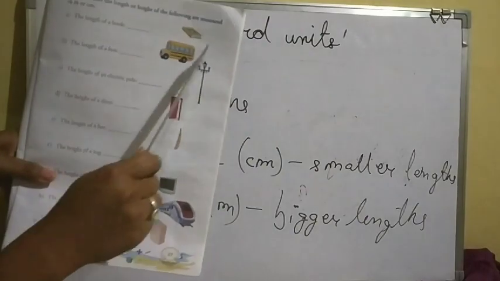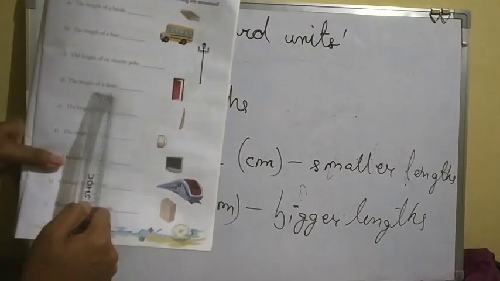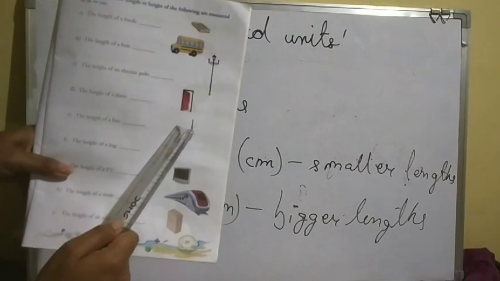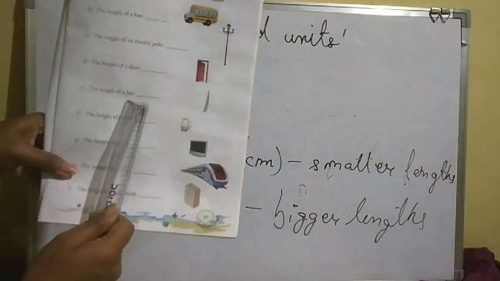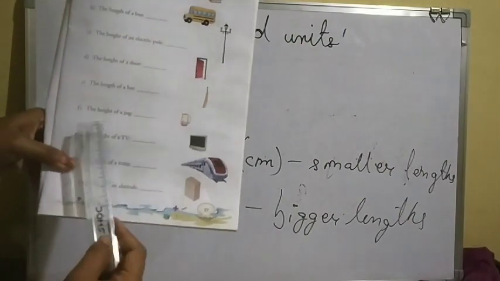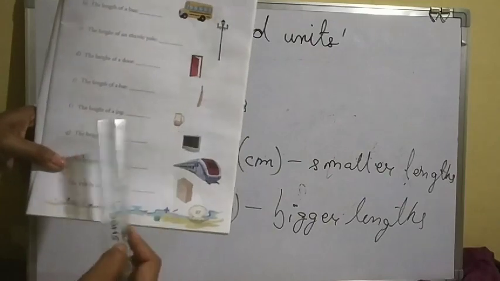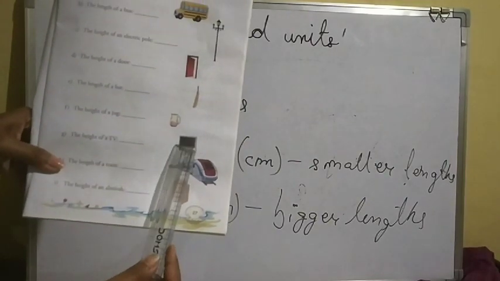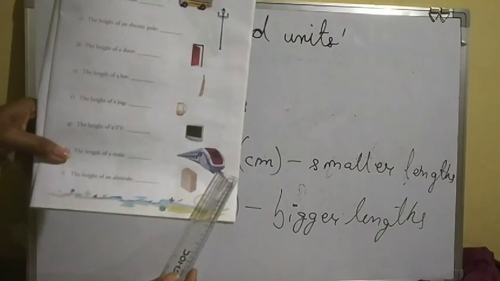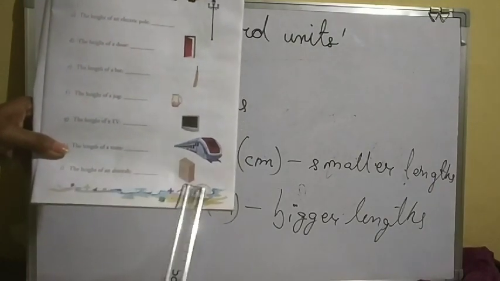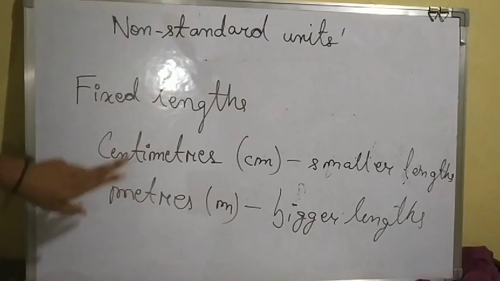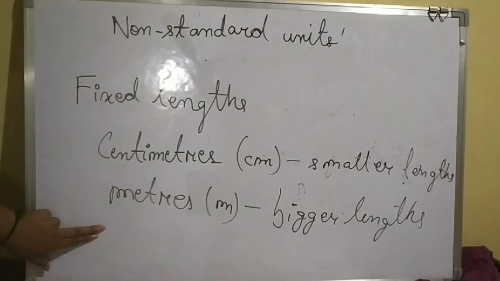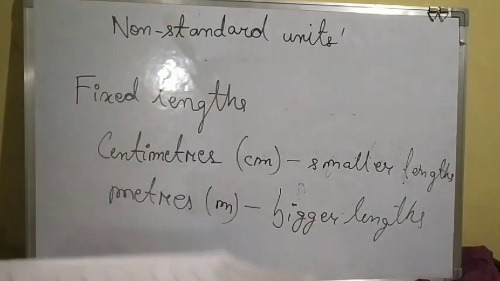The height of an electric pole, it will be in meter. The height of a door, in meters. The length of a bar. The length of a bed, in meters. The height of a jug, centimeter. The height of a TV, centimeter. The length of a train, it will be in meters. The height of an almirah, meter. So for finding the lengths, we will use 2 units, that is centimeter and meters. I hope it is clear about lengths.